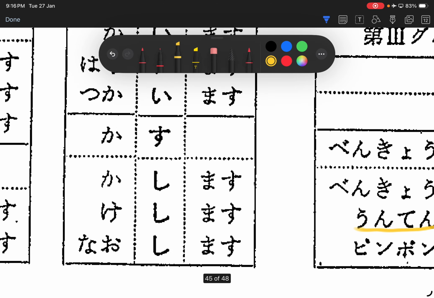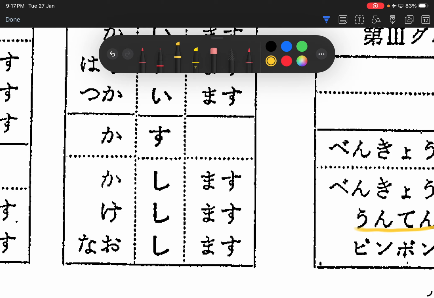貸します. I know it looks like a group 3, but remember I told you this group 3 needs to have 2 kanji, but this one only has 1 kanji. So 1 kanji is going to be in group 1. So instead of kasuru, we change to kasu. Right? Shi changes to su.